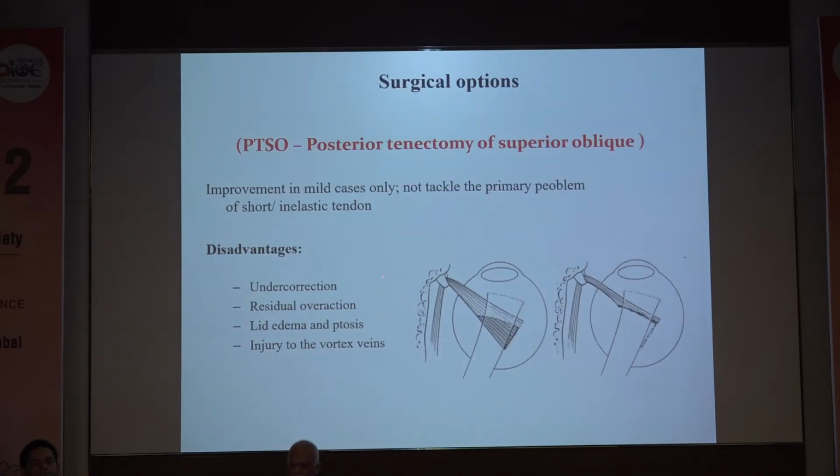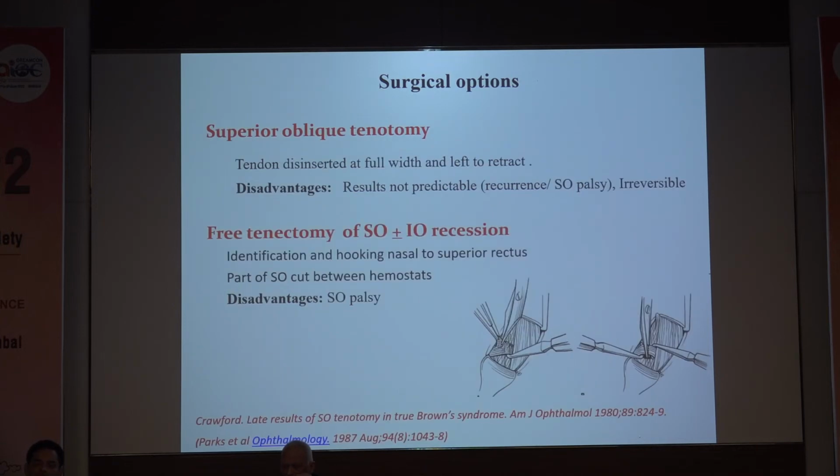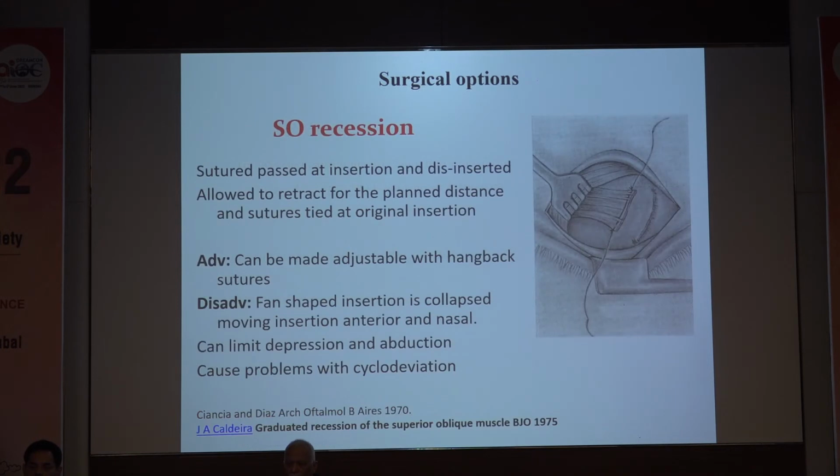The possible options would be a posterior tenectomy, as talked about, but really it does not relieve the Brown's per se. It just removes the posterior fibers. If you have a tight superior oblique, you're not going to be able to relieve that. The other options discussed are superior oblique tenotomies or free tenectomies, which unfortunately should not be done because they often result in almost two-thirds of patients having an SO palsy kind of condition. Subsequently, although people have described a simultaneous IO recession also, that would not really be acceptable.